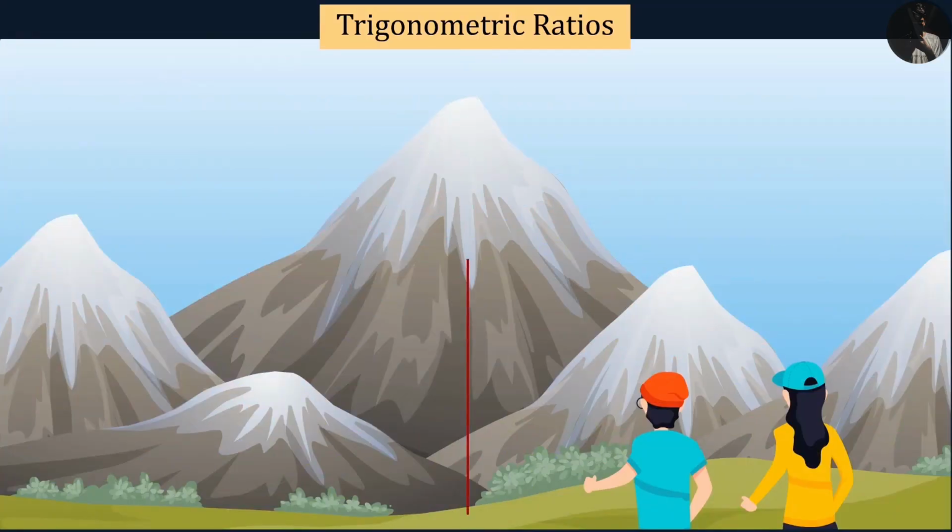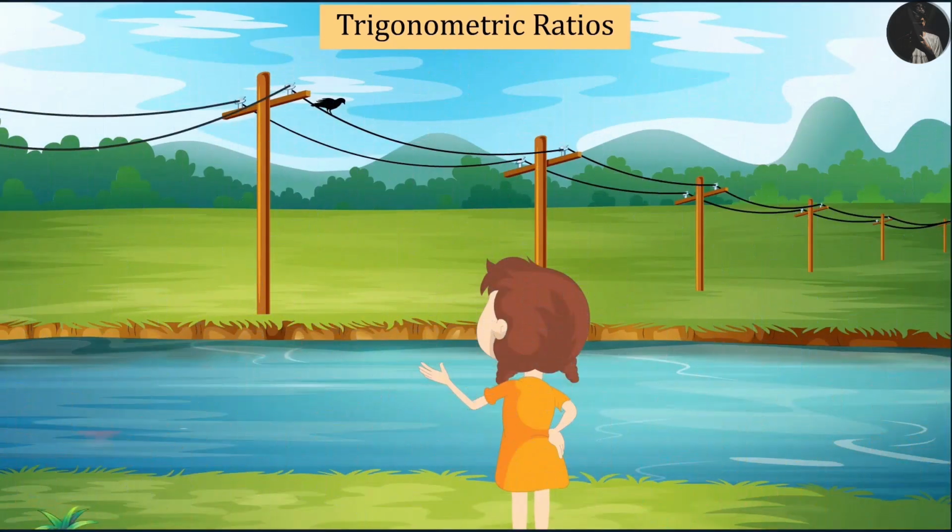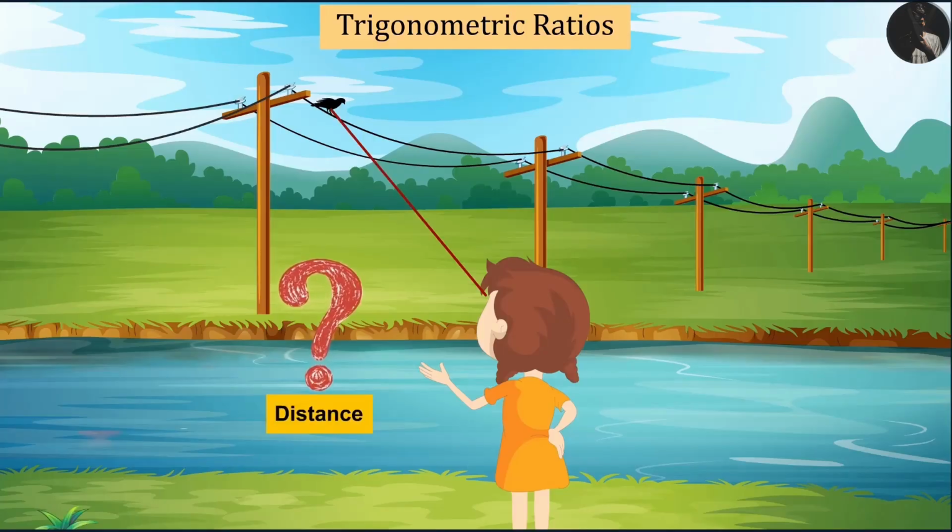Sangeeta and her friends want to know the height of the mountain before climbing the mountain. Can they do that? Standing on the banks of the river, Meena is watching the crows sitting on the electric wire on the other side of the river. Can you find the distance between the crow and Meena?